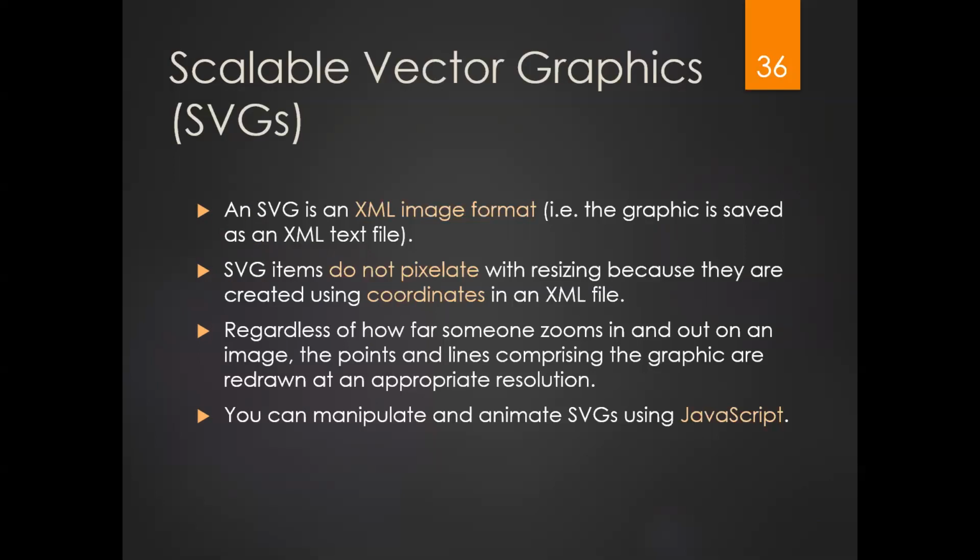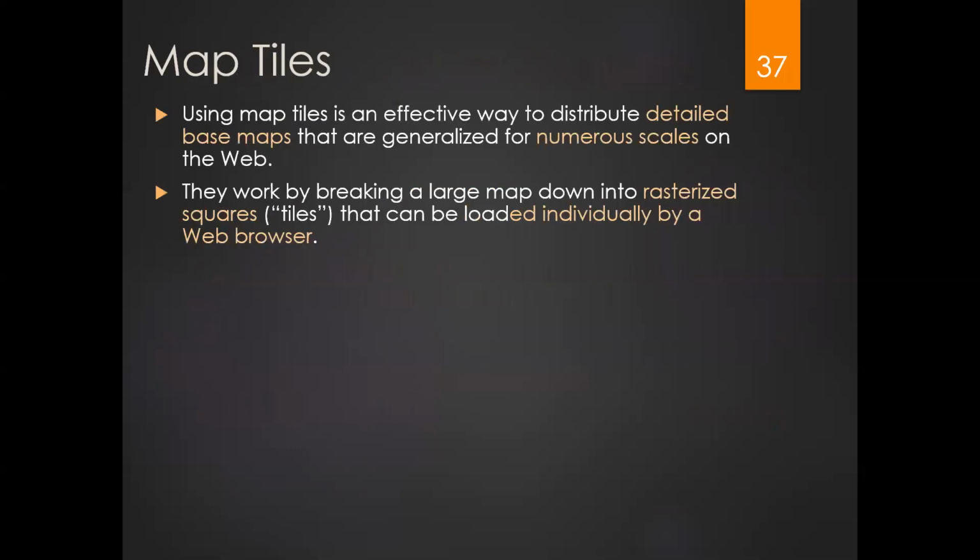And you can manipulate and animate SVG files using JavaScript, so it's very convenient, okay? So SVG is a type of raster file. So next format, map tiles, they are for raster data. So raster data can be very large, very large. Traditionally, when you are loading a raster file to your hard drive, you load all of them.